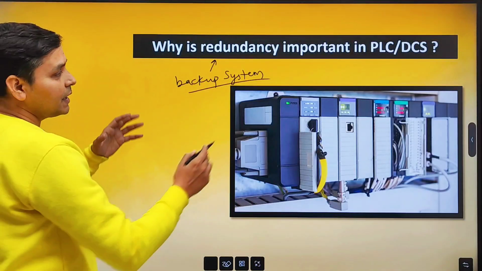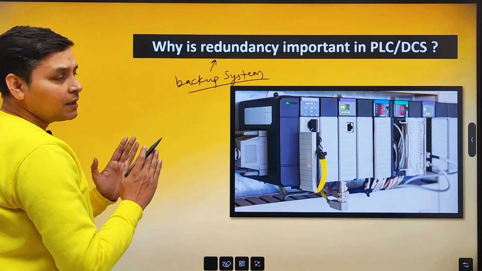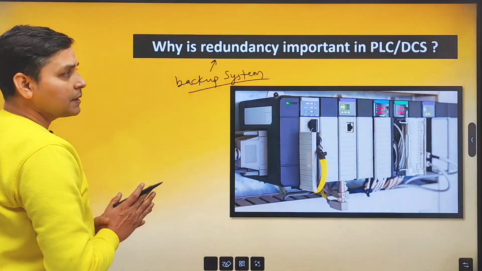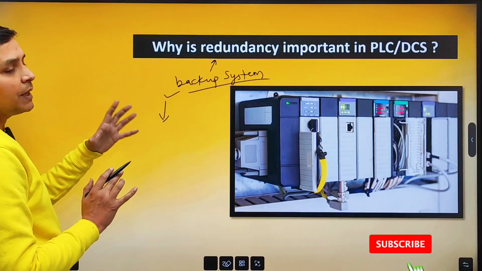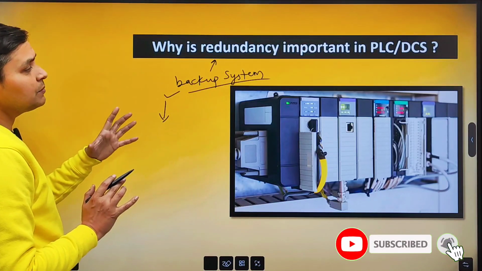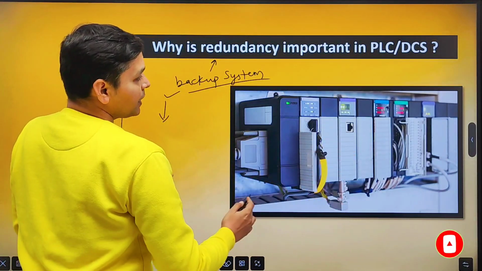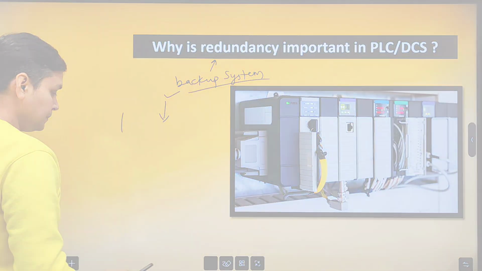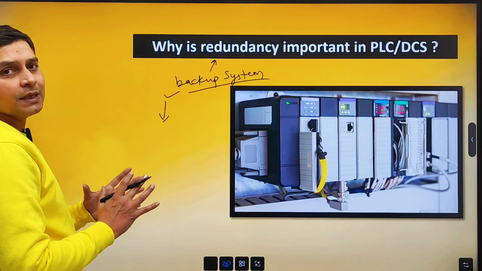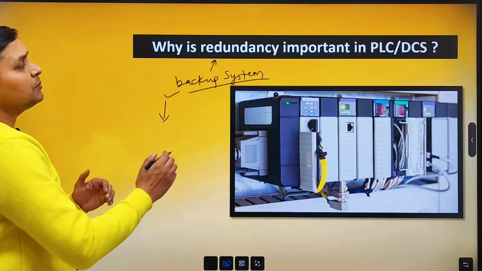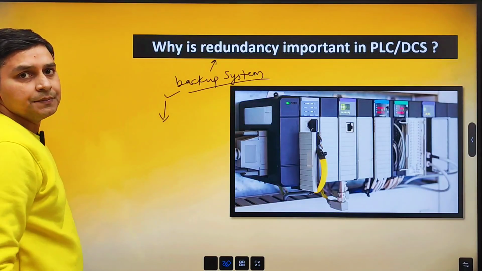Suppose a controller fails at any time, then another controller will operate automatically. So by using this backup system, continuous operation is possible and safety is possible. And it is very important for safety purposes. Look friends, 1 out of 2 logic and 2 out of 3 logic come under this redundancy.